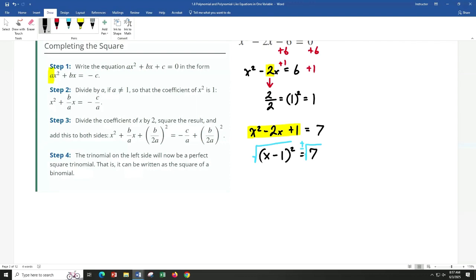Come in here, rewrite. I have x minus 1 is equal to plus or minus the square root of 7. Hopefully you can all tell that the square root of 7 cannot be simplified, because 7 is a prime number. So it's done. We're going to add 1 to both sides, that cancels out there. And then our final answer is going to be x is equal to 1 plus or minus the square root of 7. Good with that?